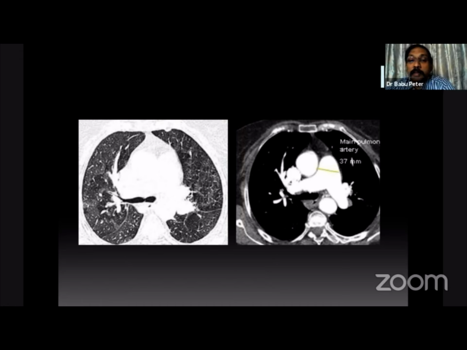The typical main pulmonary artery up to a limit of 29 millimeters is normal. And more than 29 millimeters is sensitive for pulmonary arterial hypertension. Whenever it is more than 34 millimeters, it is said to be specific for pulmonary arterial hypertension. And here you can see diffuse inhomogeneous lung attenuation with mosaic attenuation of the lung, which is due to pulmonary arterial hypertension.